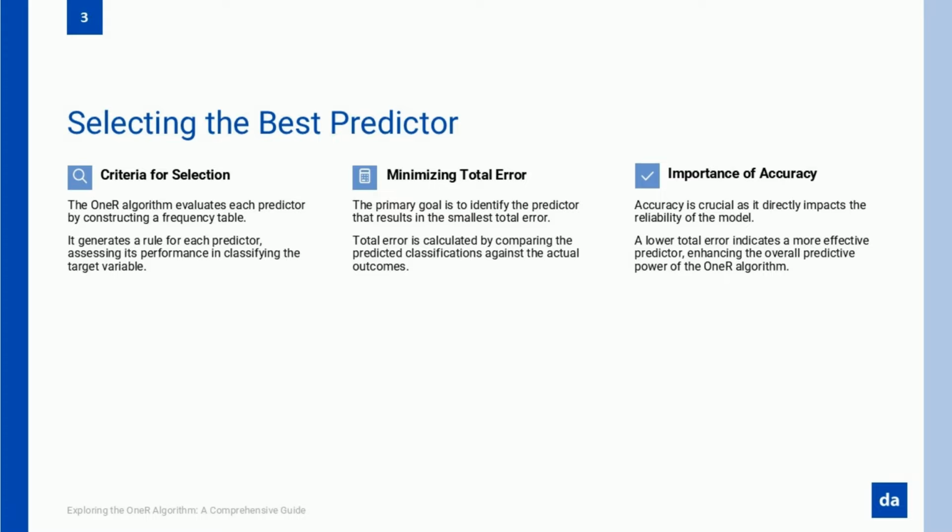It's a reminder that in machine learning, as in life, the best choices often strike a balance between performance and clarity. By the end of this step, you'll have your star predictor, the one that holds the key to building the most accurate and interpretable rule. Ready to see how this turns into actionable insights? Let's move on to the next phase.